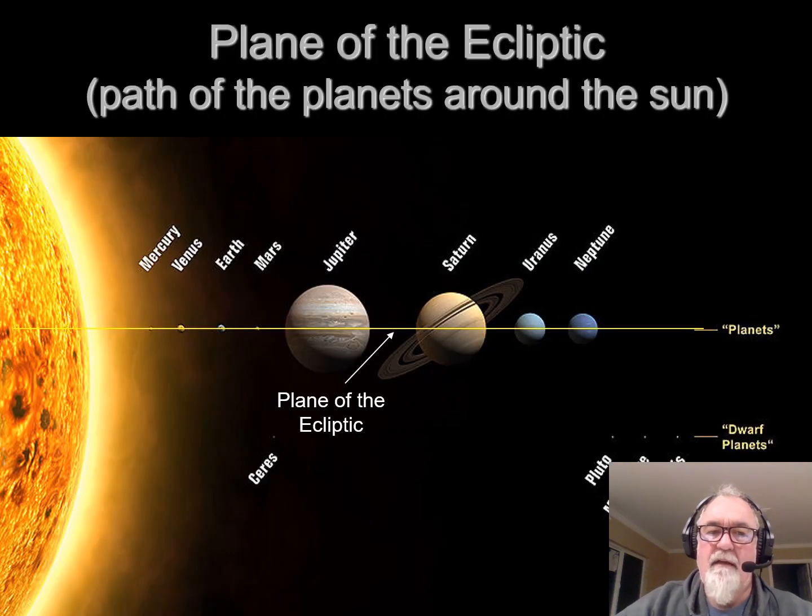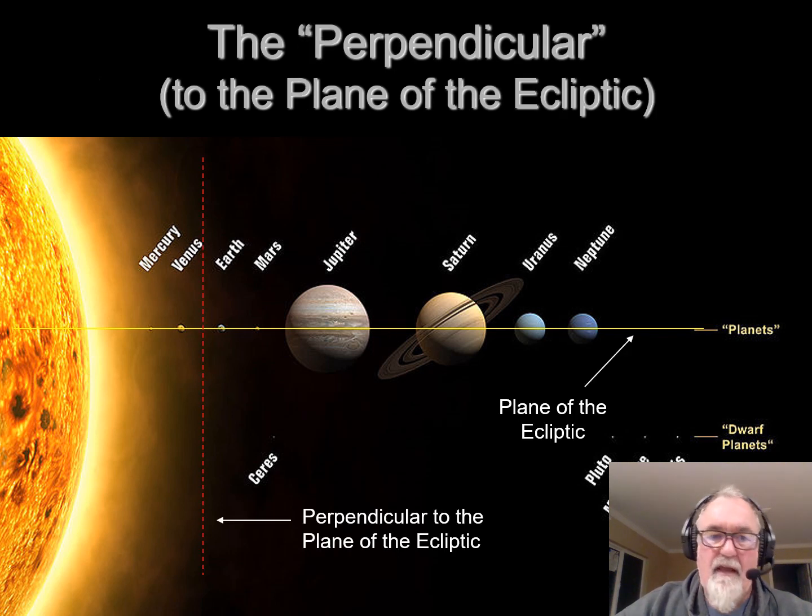So again, remember this line? That is the plane of the ecliptic, the path that the planets take around the sun, including the Earth. Now, mathematicians, you might recognize a line here that intersects that plane at a 90-degree angle. So the relationship between these lines would be this one, this red line here, is perpendicular to this yellow line. And if this yellow line is called the plane of the ecliptic, then this red line is referred to as, and its real name is, the perpendicular to the plane of the ecliptic.